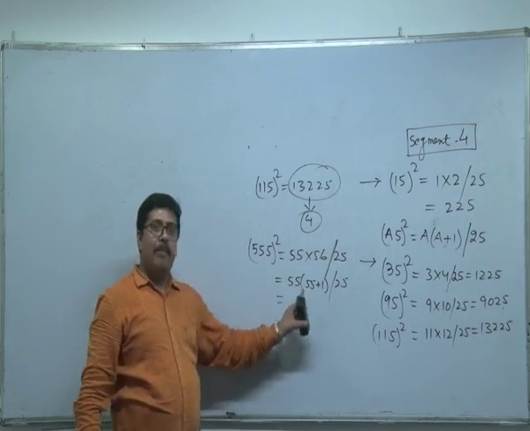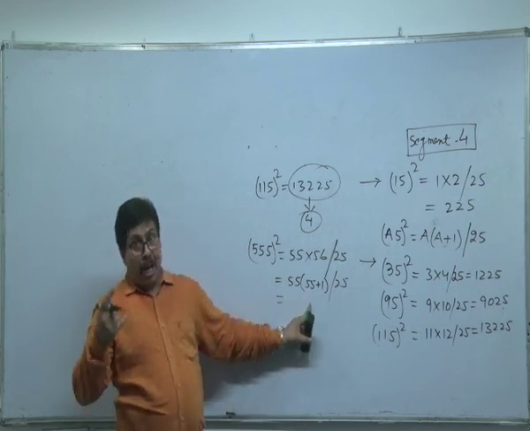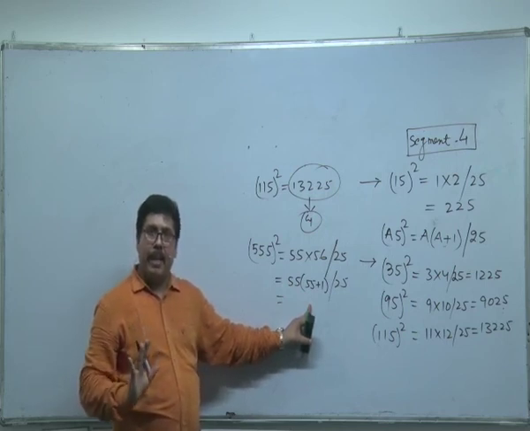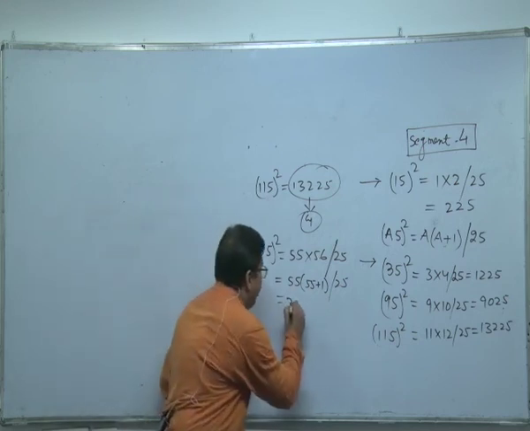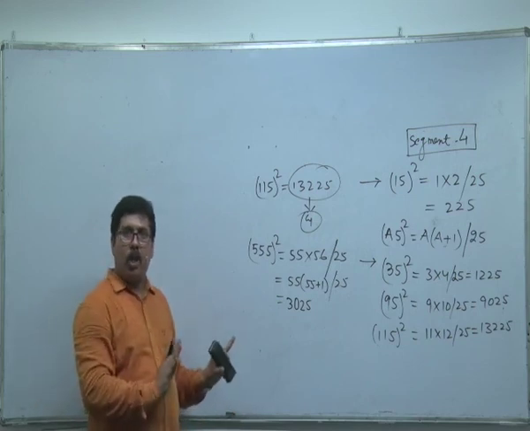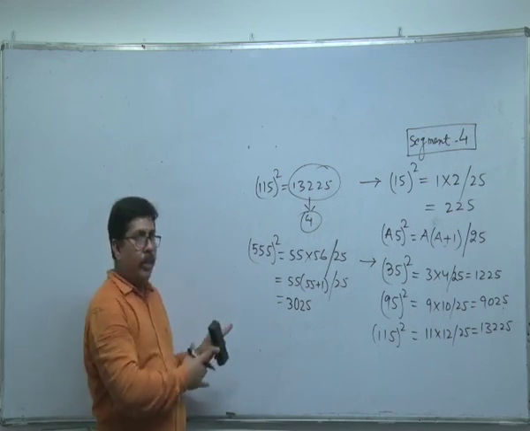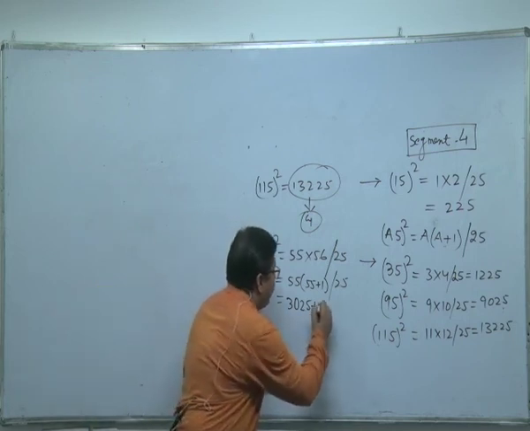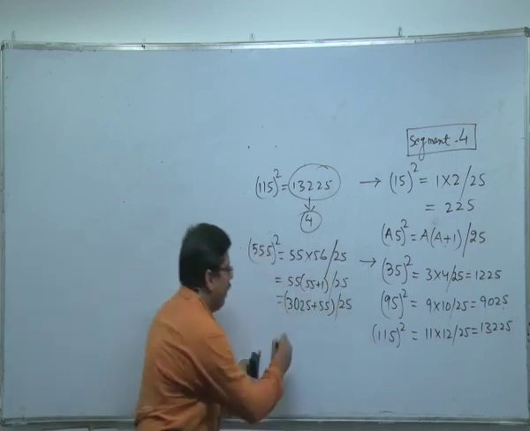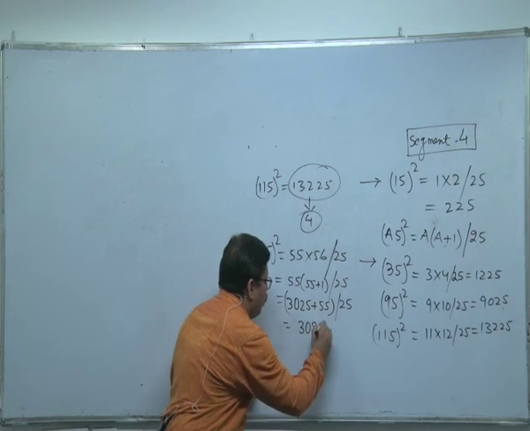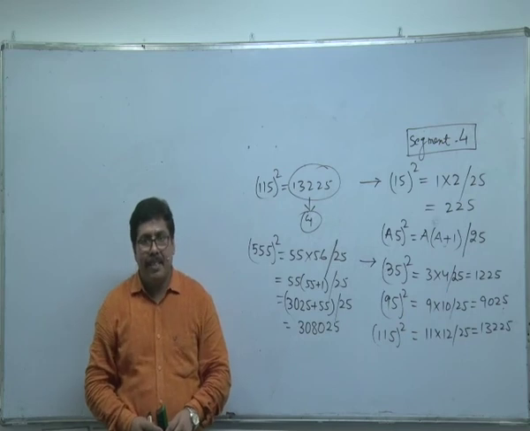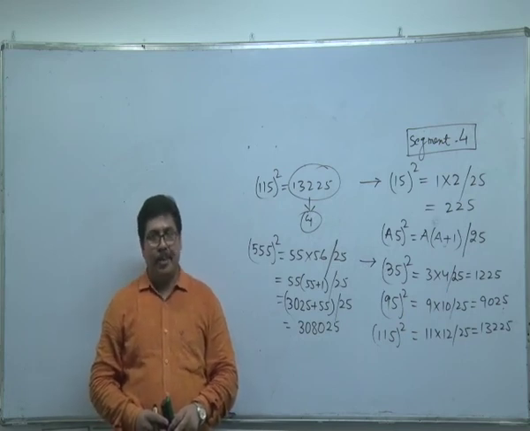So what is the value of 55 square? We can again use the same technique. 5 into 6 is 30 and 5 square is 25. Is 3025, isn't it? I'm sure you are getting the logic. We can extend the logic. 3025 plus 55 is followed by 25. Is actually 308025. So my final answer is 308025.